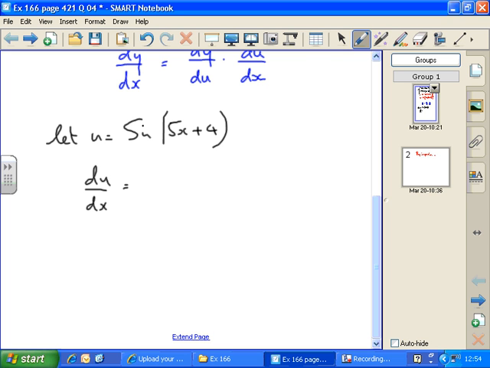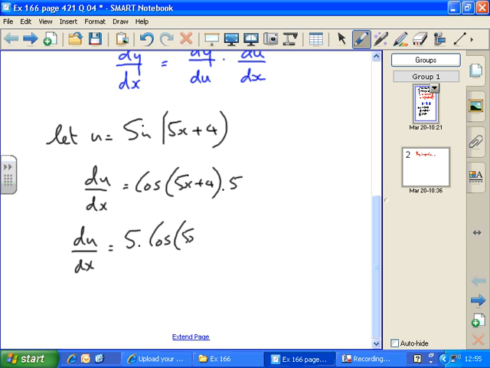So it's like applying the chain rule twice, but if we do this one by inspection, as we have done in that previous question, this is going to be the differential of sine, which is the cosine of the bracket, 5x plus 4, multiplied by the differential of the bracket, which is just 5. So in fact, du by dx turns out to be 5 times the cosine of 5x plus 4.